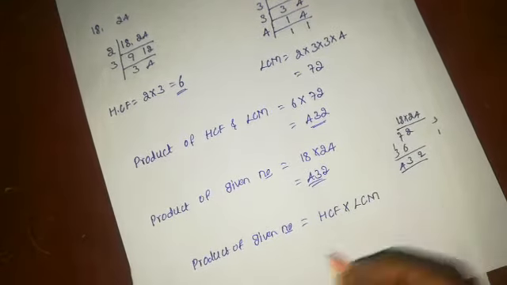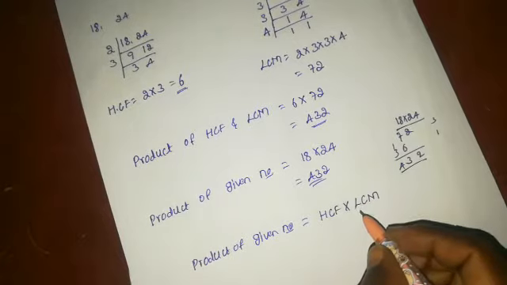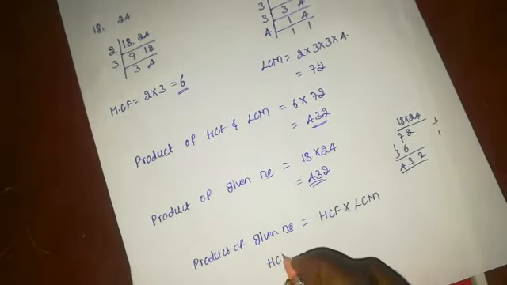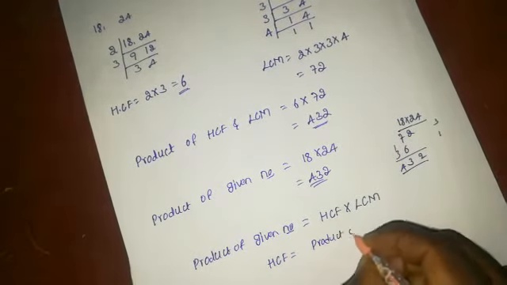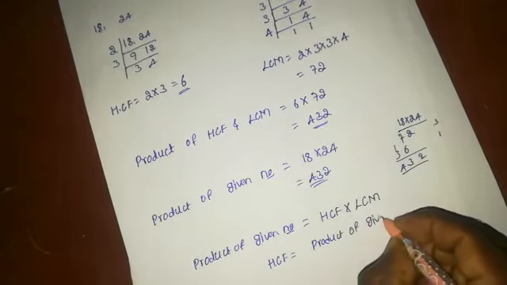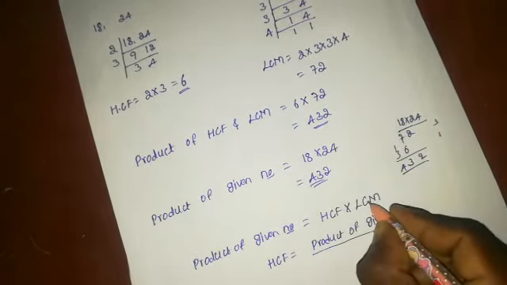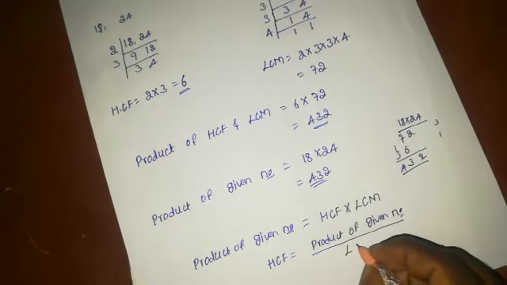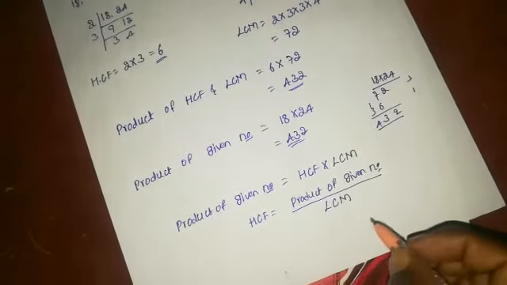Suppose they give the product of the two numbers, then how do you find out the HCF? By using this equation, the HCF is equal to the product of given numbers divided by the LCM. When we shift LCM to the left side, it becomes the denominator.